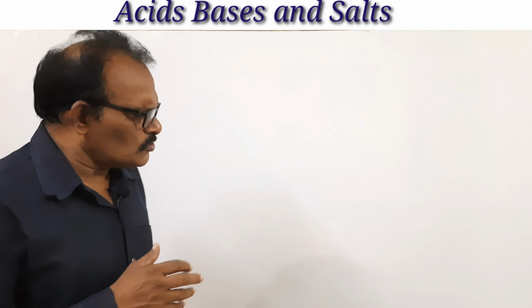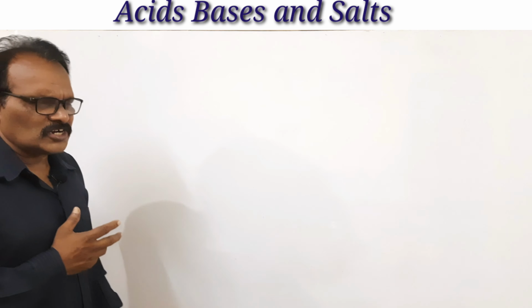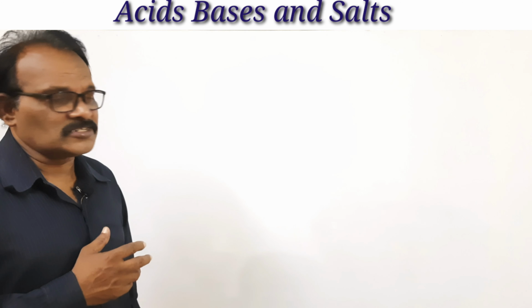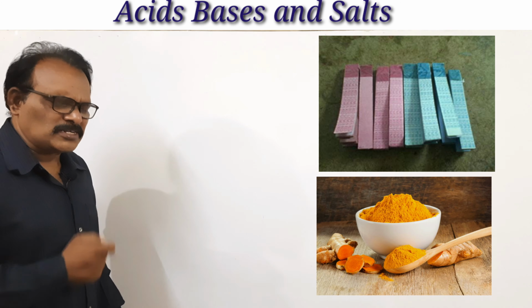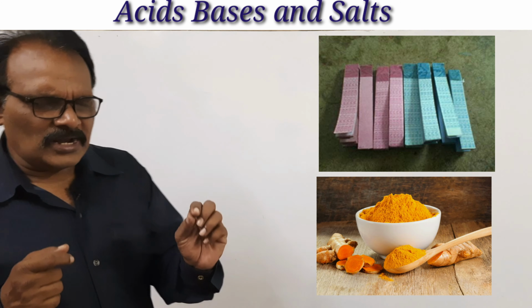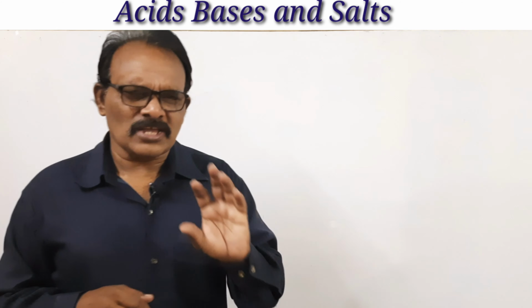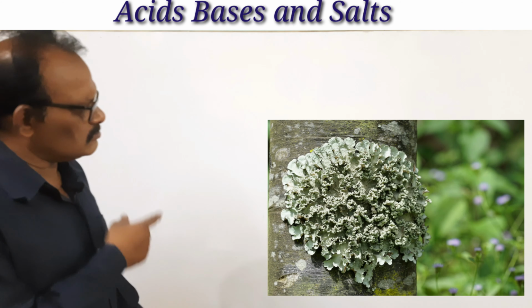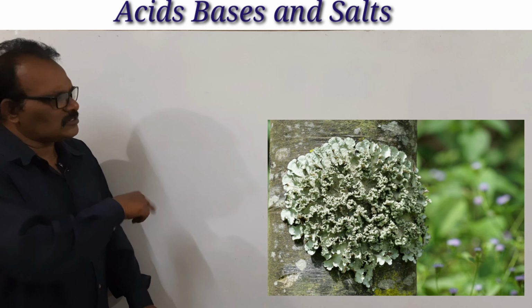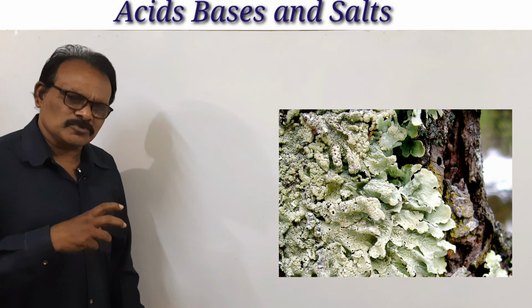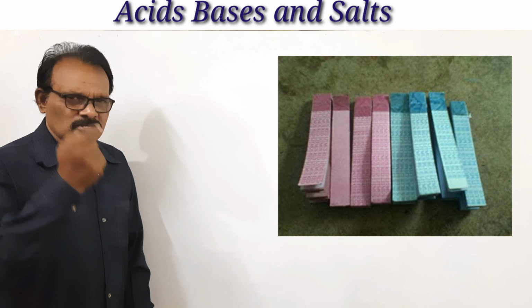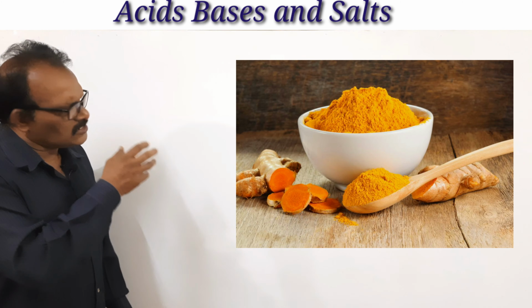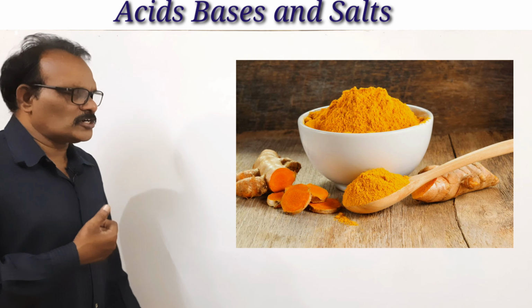Okay. So we have two kinds of indicators, natural indicators and synthetic indicators. In natural indicators, I have told you we get two things. One is litmus. Lichen is a plant, Thallophyta. Lichen looks like this. With this they prepare litmus. Litmus solution is also there, litmus papers are also there. The paper also we have in two colors, red litmus paper and blue litmus paper, small strips. And turmeric is also a natural indicator.